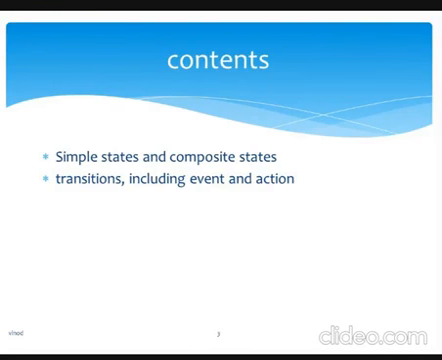So what is a simple state? Any state which has no substates is known as a simple state. It explains simple behavior, whereas composite states contain substates, so they explain the complex behavior of a system. So what are transitions? A transition is a relationship between the states. This transition is responsible for changing from one state to another state.